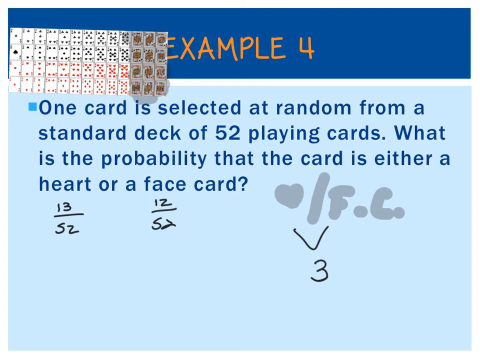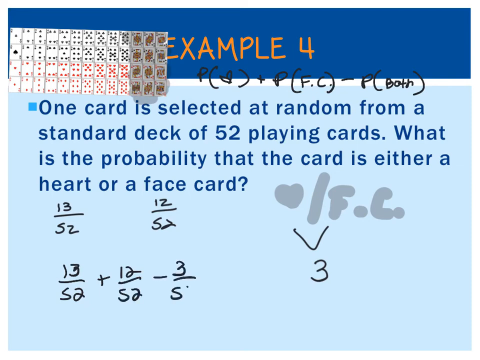So because this is not mutually exclusive, we're going to do the probability that it's a heart plus the probability that it's a face card minus the probability that it is both a heart and a face card. So I'm going to say 13 over 52 plus 12 over 52 minus 3 over 52. Now I know you can reduce some of those, but you probably want to wait because now all the denominators are the same. So this would give me 25 minus 3, or 22 over 52, which becomes 11 over 26.